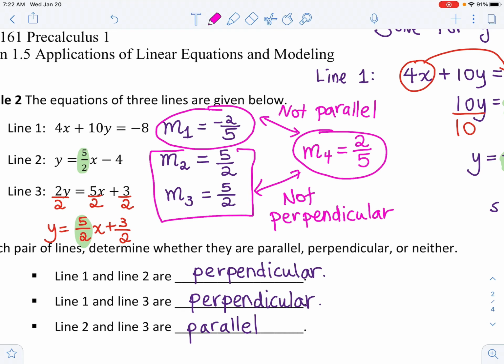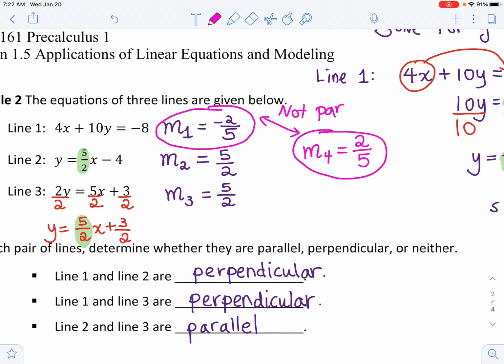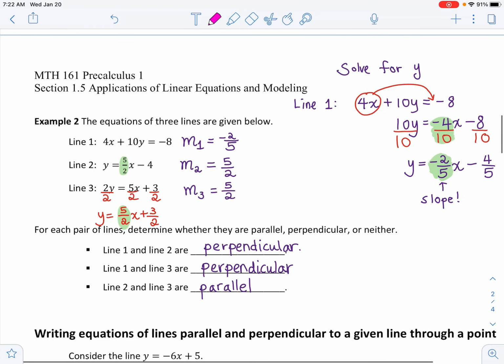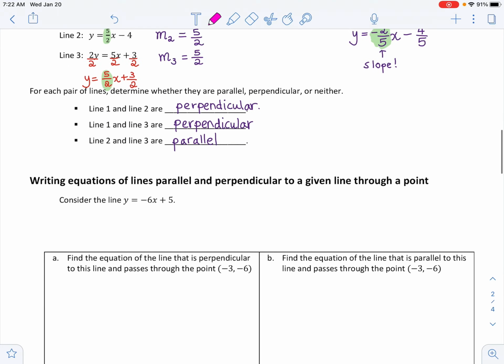Okay? But let me go ahead and go back and erase these, because I know some students just kind of learn by looking at the notes. But I think it helps to hear someone talking about it. But if that happens, you're going to say neither. Okay? Alrighty, that's it for example number 2.